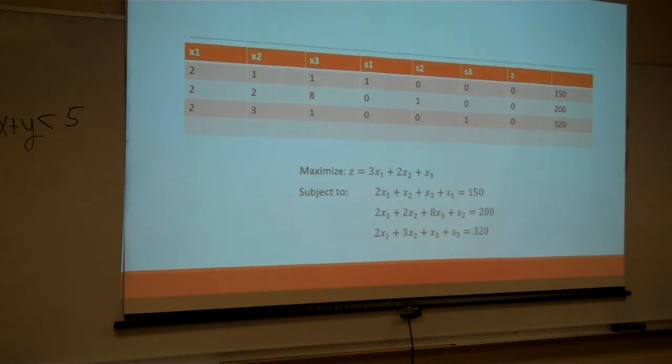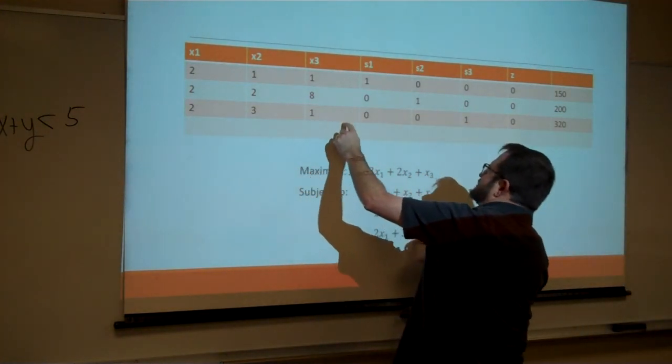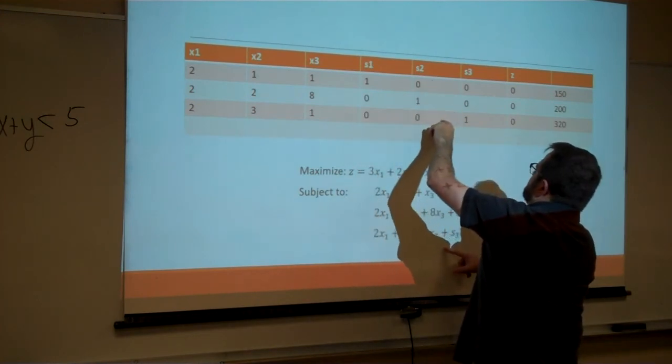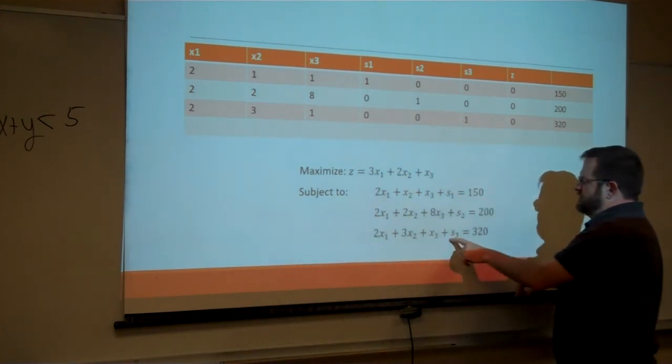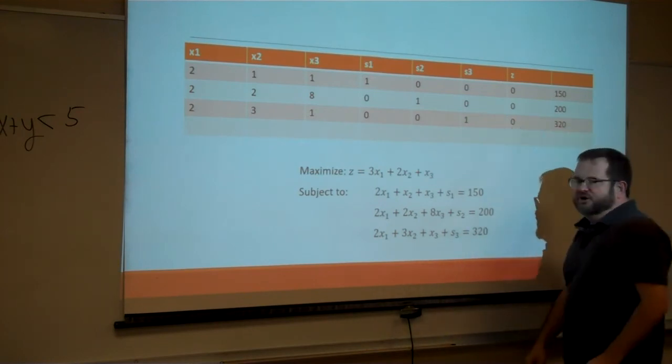Okay, we can put the third one in there as well. 2x1 plus 3x2 plus 1x3 plus 0 times slack variable 1 plus 0 times slack variable 2 plus 1 times slack variable 3 plus 0 times z equals 320.